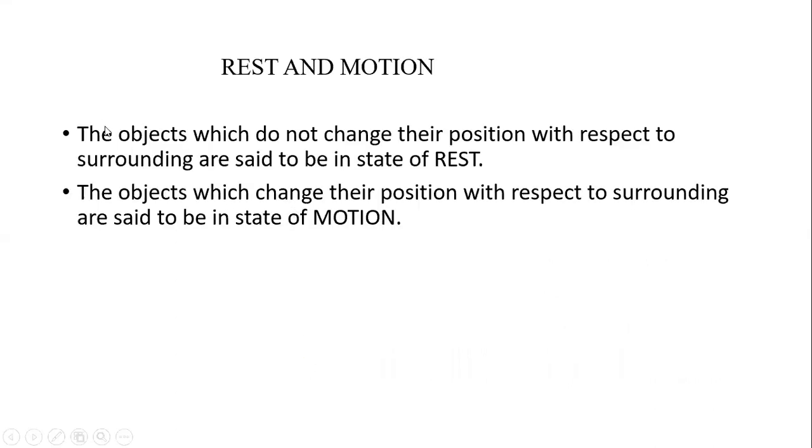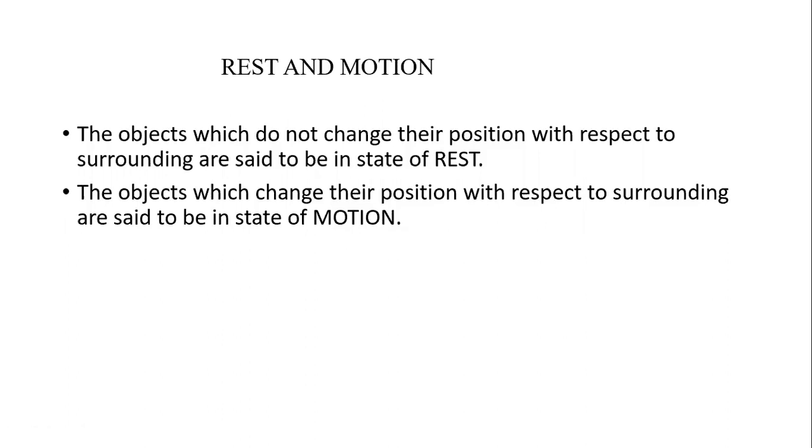Rest. The objects which do not change their position with respect to the surrounding are said to be in state of rest. For example, a book lying on a table is in state of rest. I am sitting right now, I am not moving, I am not going to change my position, so I am in the state of rest. So all the objects which do not change their position with respect to surrounding are said to be in state of rest. The objects which change their position with respect to surrounding are said to be in state of motion.